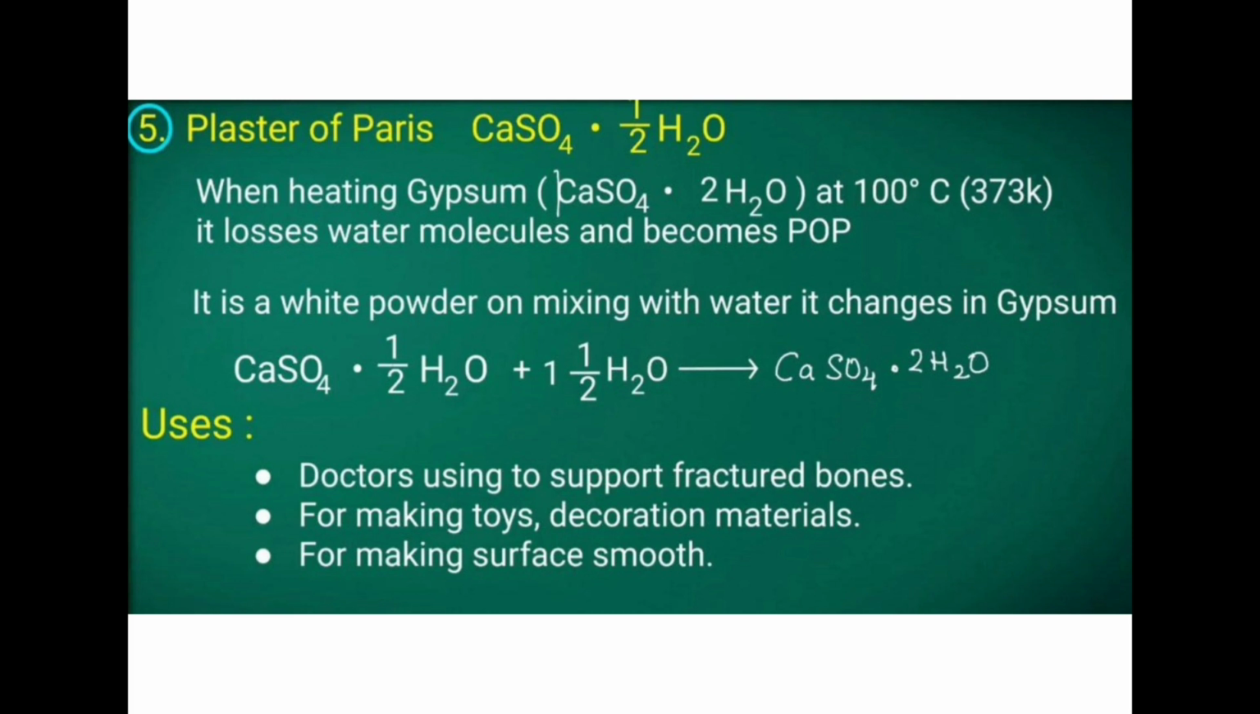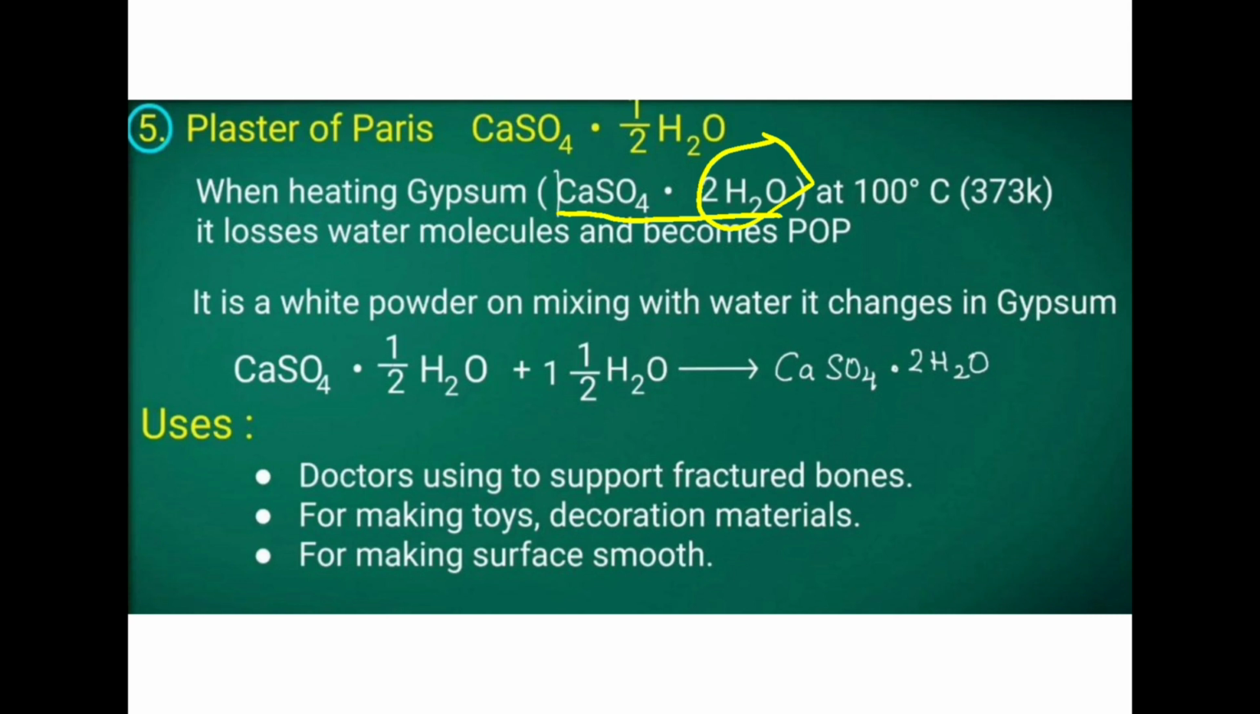That means when we are heating gypsum, the formula is CaSO4.2H2O. When we heat this compound, CaSO4.2H2O, at 100 degrees Celsius, it loses water molecules. It loses 1.5 water molecules and becomes plaster of Paris, that is CaSO4.1/2H2O. Okay, so it is a white powder.